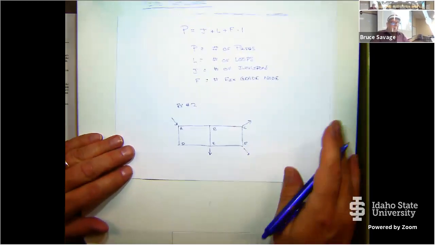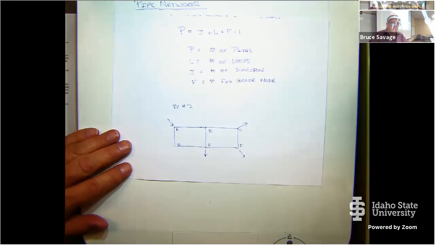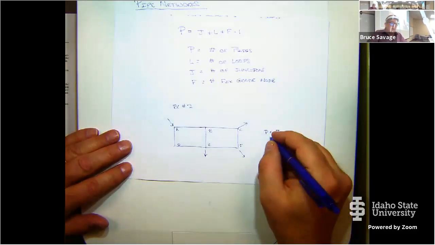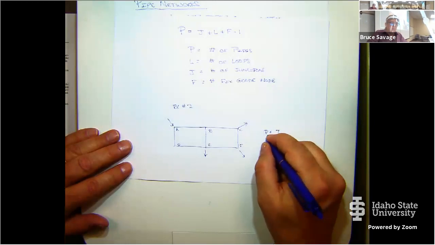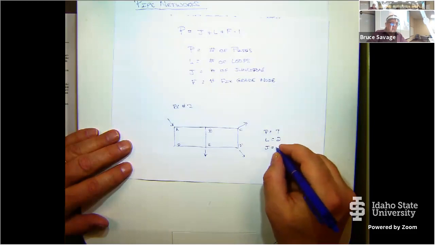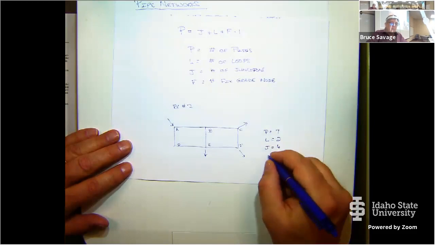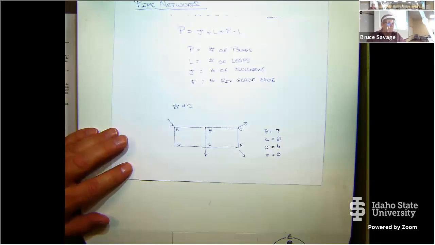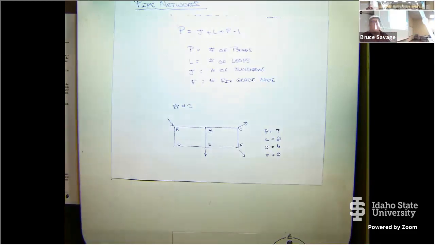If we were to look at this, we'd say there are 7 pipes here, so P is equal to 7. The number of loops is equal to 2. J, the number of junctions, is equal to 6, and the fixed grade nodes is equal to 0. Well, does this hold true? Sure, 7 is equal to 6 plus 2 minus 1. That holds true. Good, makes sense. Our system is solvable.